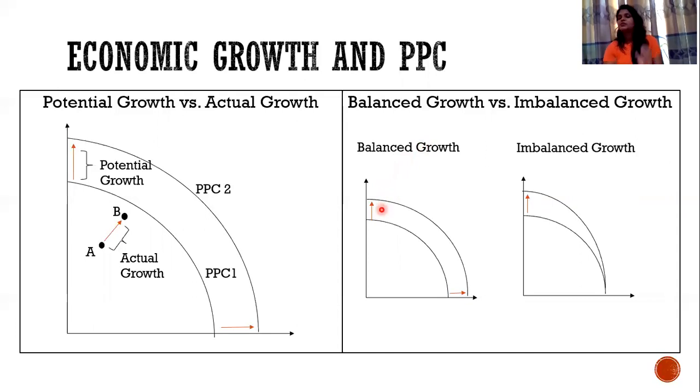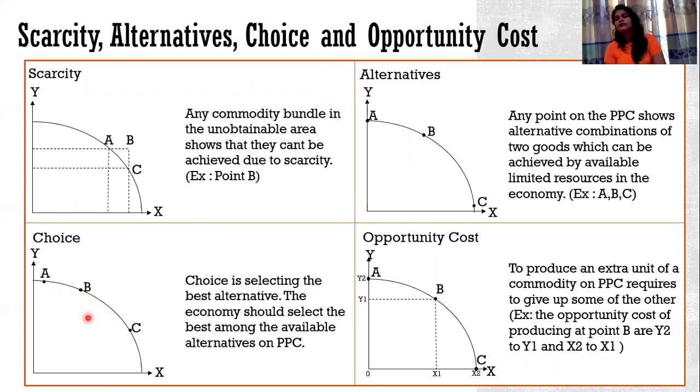And then we come to balanced growth and imbalanced growth. Balanced growth is, as we said, in PPC we show two goods that are being produced. If the production possibility of both the goods increases at the same pace, then that is a balanced growth. If the production possibility increases only in one industry or one commodity, that is what you call an imbalanced economic growth.